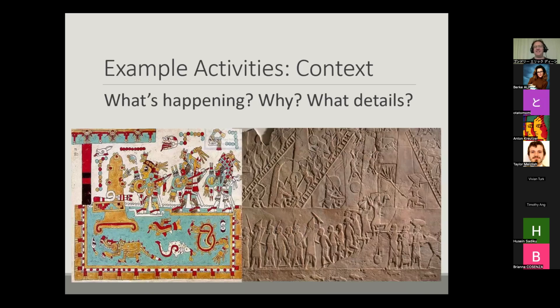So in your own classes, there are activities that you can use to teach context, what's happening. You show a historical image, show some historical artwork, and have students try to figure out what's going on.